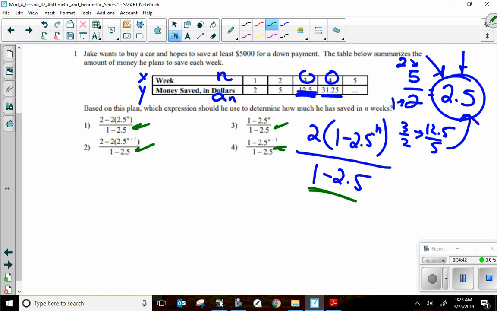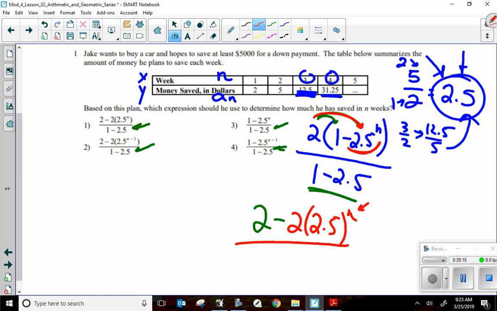For the tops, you notice how there's no parentheses? Look what they do. They distribute this 2 here. So the top should have 2 times 1, which is 2, minus, I've got the second distribution here. It's 2 times 2.5 to the n. Be careful. I can't multiply 2 times 2.5 because in order of PEMDAS, the exponent should happen first. So I can't combine those. I gotta leave it like that.